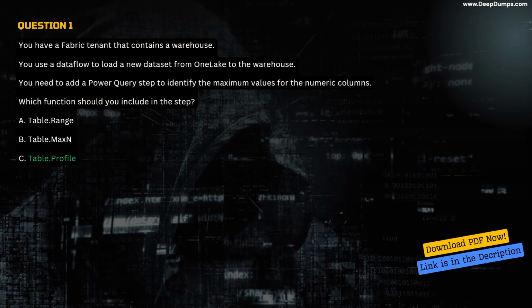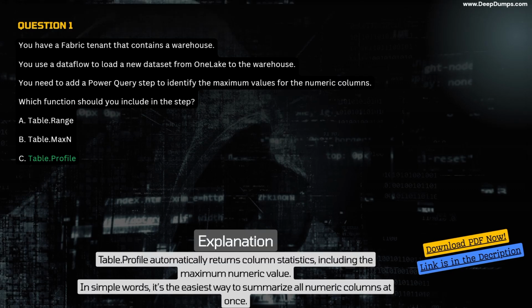Table.Profile. Explanation. Table.Profile automatically returns column statistics, including the maximum numeric value. In simple words, it's the easiest way to summarize all numeric columns at once.